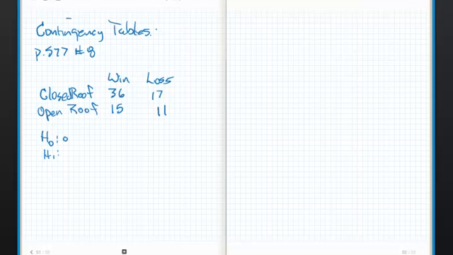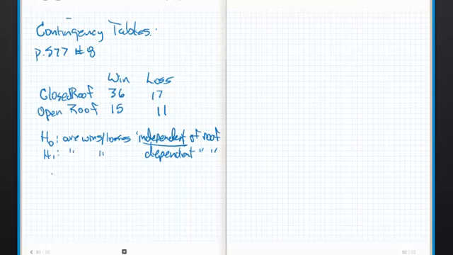So are wins, losses independent of roof status? I'm just going to write roof. Or are wins, losses dependent? In other words, does the status of the roof affect wins or losses? That's all that we're testing.